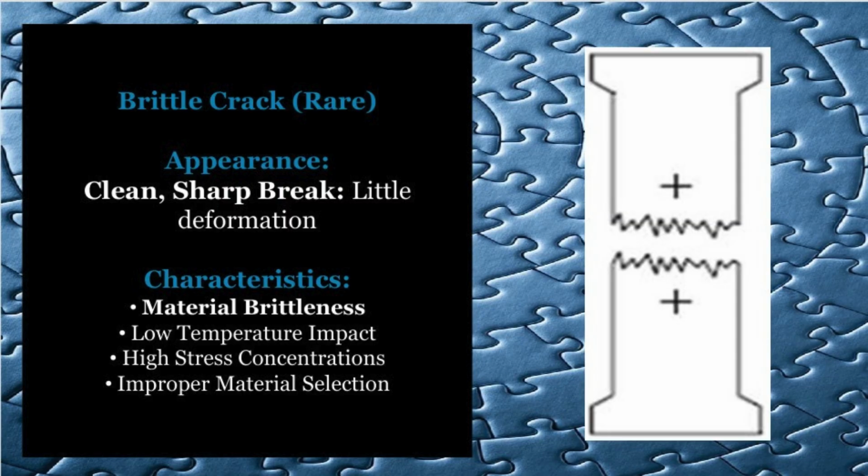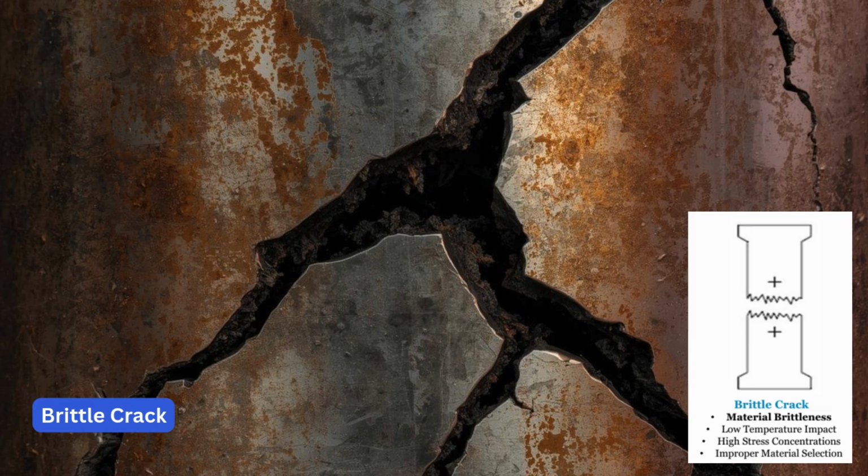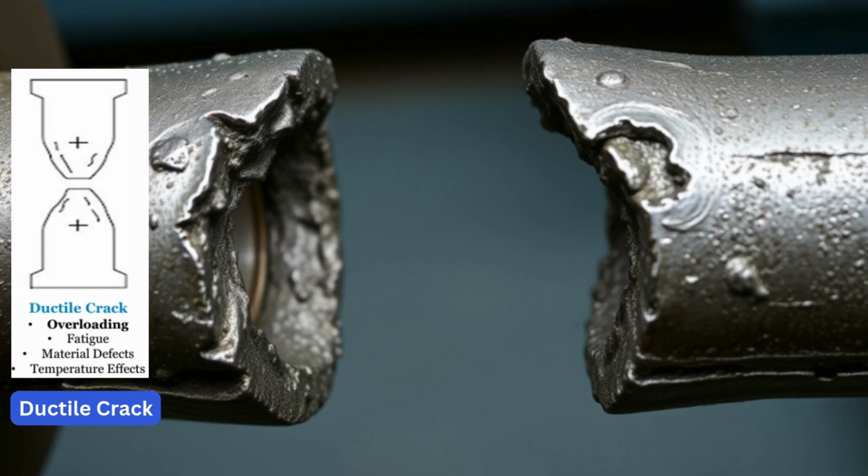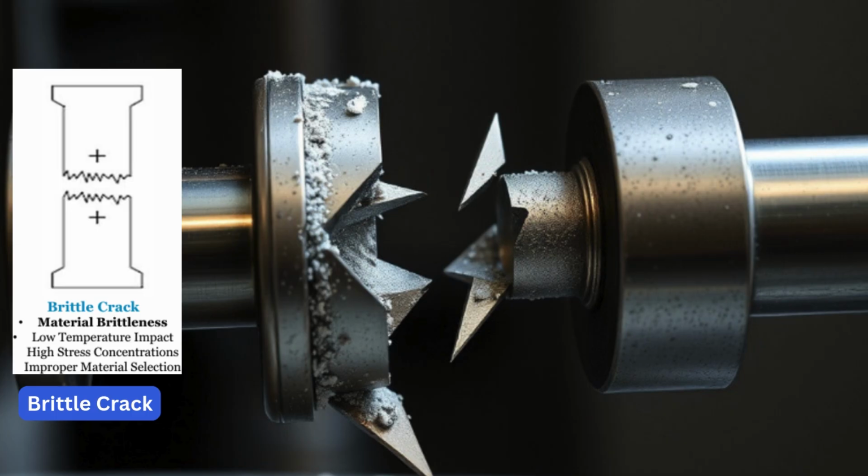Brittle cracks, rare and characterized by a clean, sharp break with little deformation, often resulting from material brittleness, low temperature loading, high stress concentrations, or improper material selection. Ductile failures often display the classic cup and cone shape, whereas brittle fractures may show sharp, flat surfaces with distinct crack fronts pointing back to the origin.